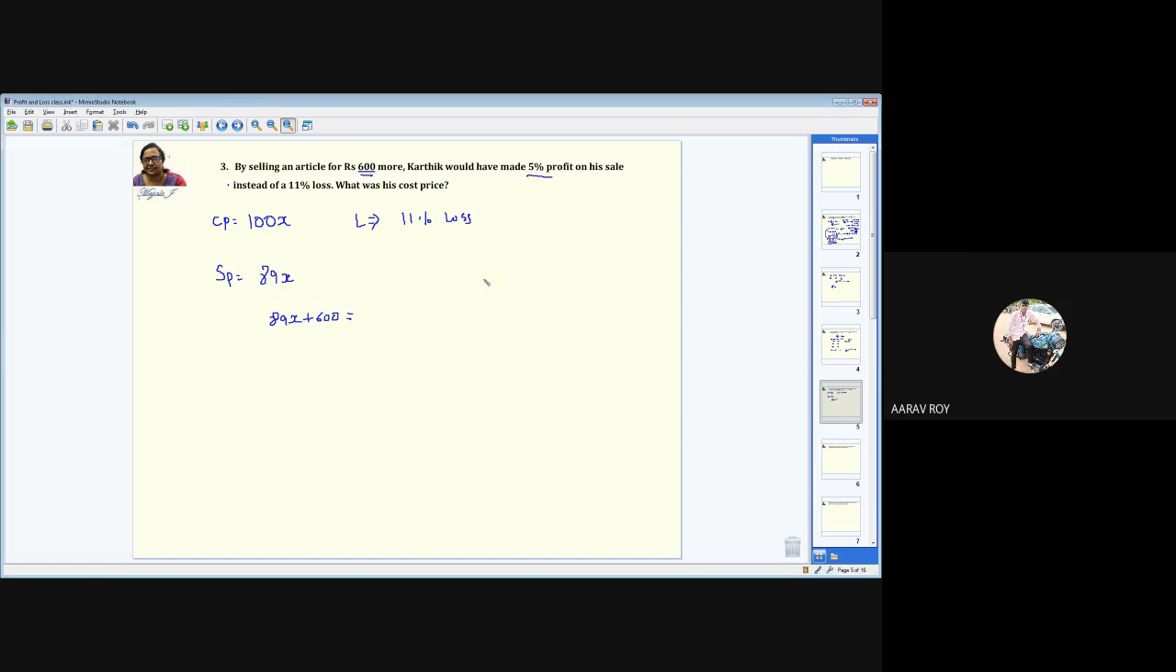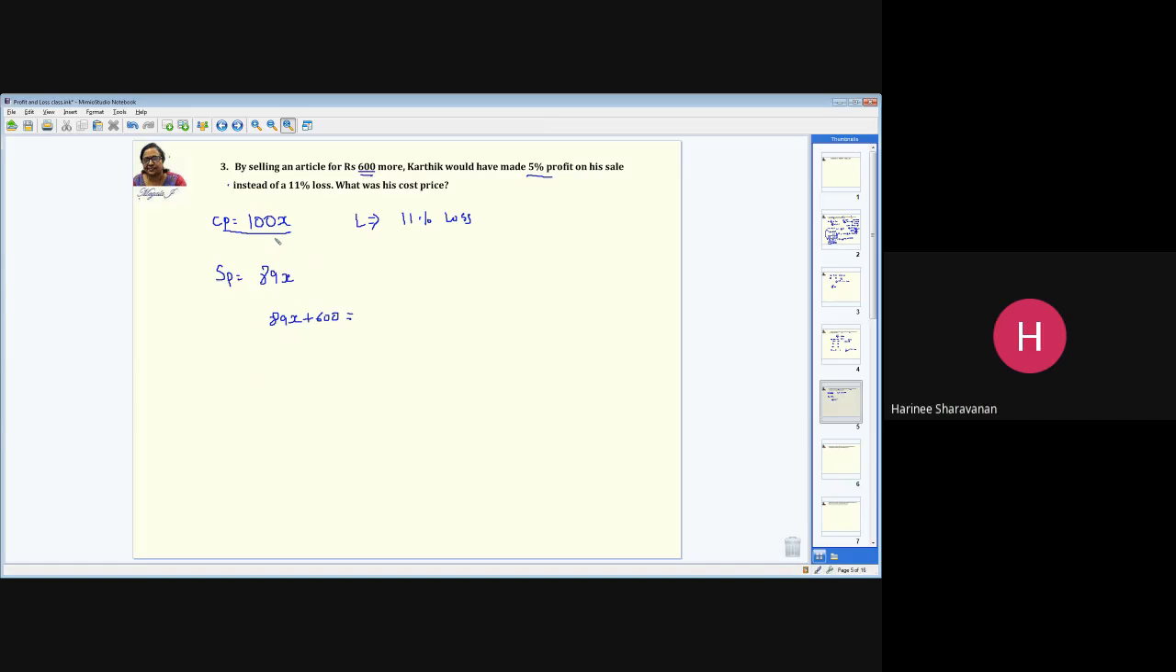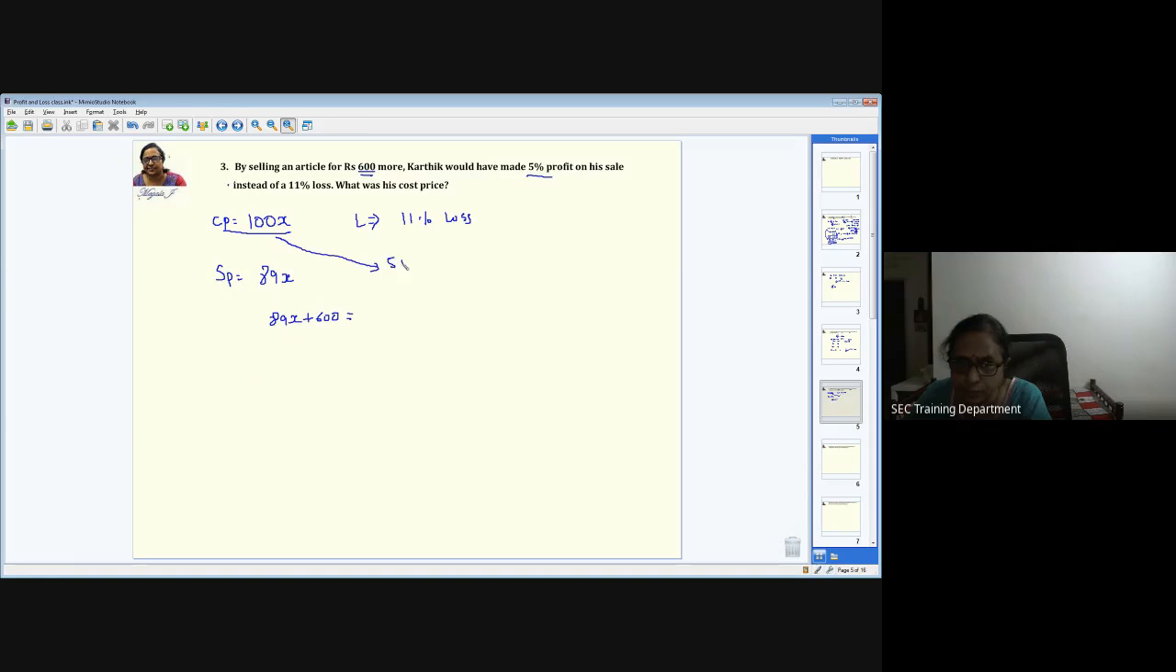5%. So when the cost price is 100x, and he gets a profit of 5%, what will be the selling price? Add 5%, so 105x. Is it? When he increases the selling price by 600, he gets a profit of 5%. So his cost price is 100x, which means his selling price will now be 105x. Is that clear now? Yes, ma'am.